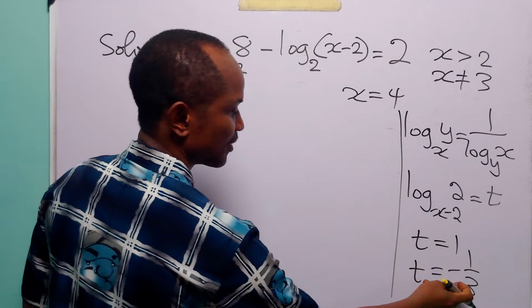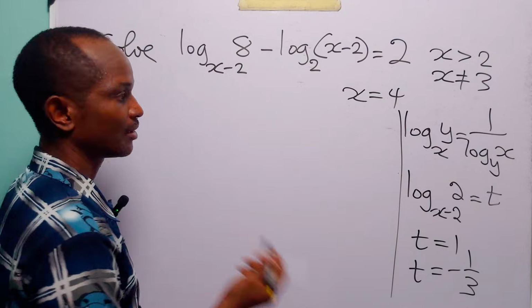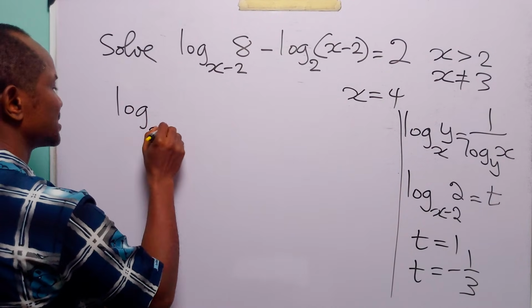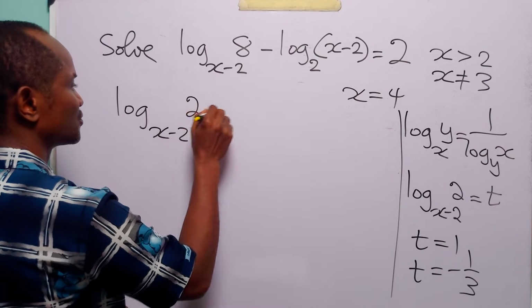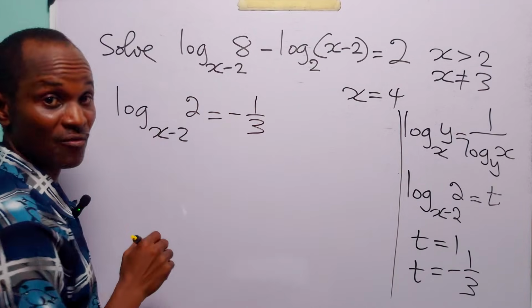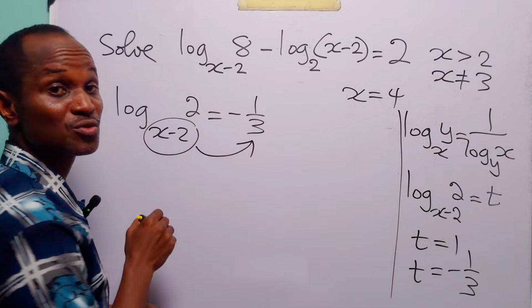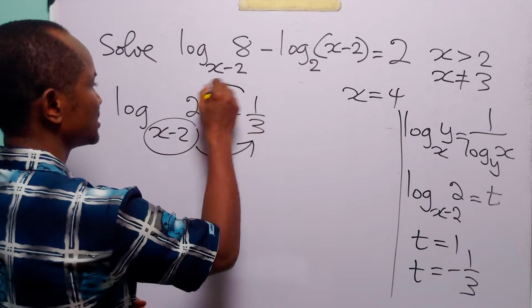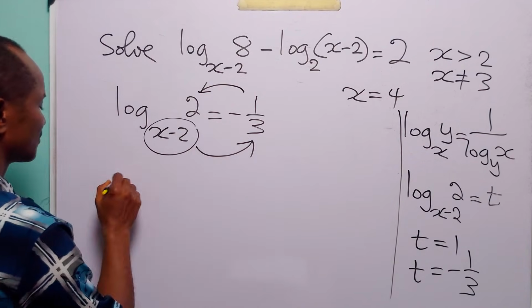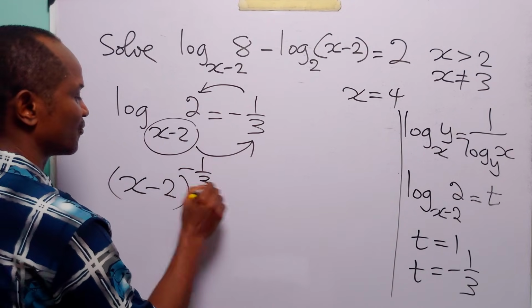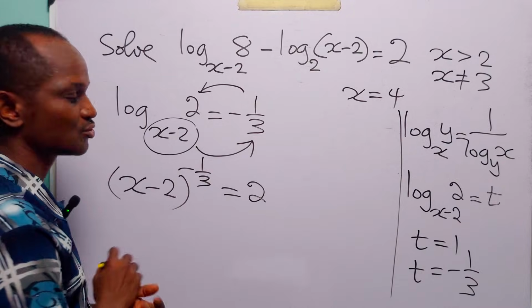And when t is equal to minus 1 over 3, we have that log to base x minus 2 of 2 is equal to minus 1 over 3. Once more, from here we have that x minus 2 to the power minus 1 over 3 is equal to 2. So, x minus 2 to the power minus 1 over 3 is equal to 2.